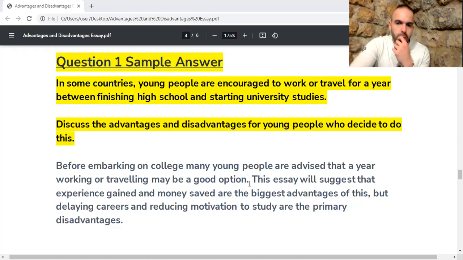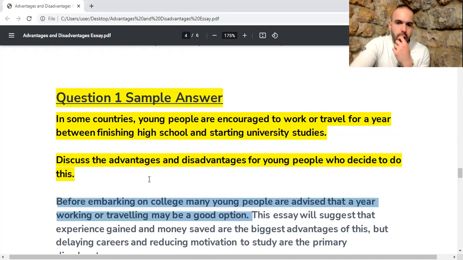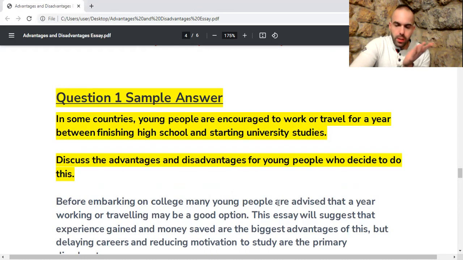As you can see in the first sentence, which was a sort of paraphrasing of the introduction, they used the word before. So, before embarking on college. Embarking on means starting, so starting has been replaced by embarking on. College was used instead of university. They use young people as it is. You can even use, for example, youths, or you can even use students, for example, pupils, young students.